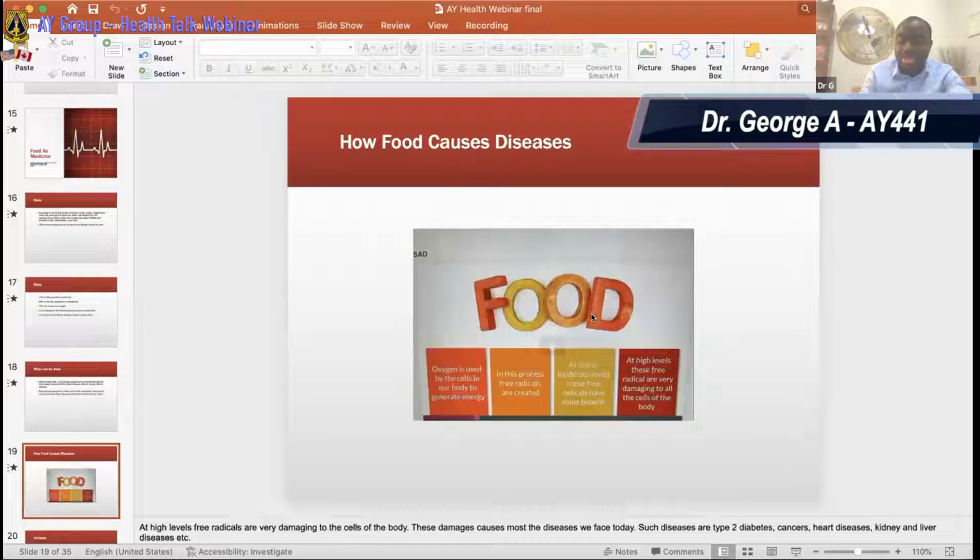So medicine is good. Medicine is good, but when it comes to the drugs that we take, they are there just to prevent disease progression. They are there to treat the symptoms. But I'm not sure if you have ever seen or heard that somebody took a medicine and then his disease was gone, right? So it's actually the food that we eat that can reverse diseases. So let's see how food causes diseases.